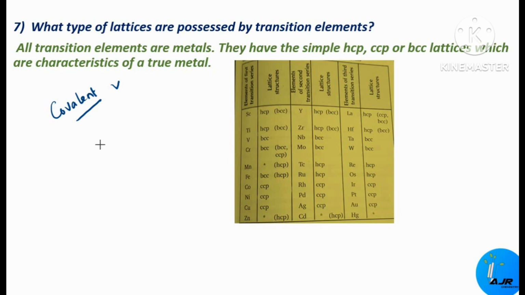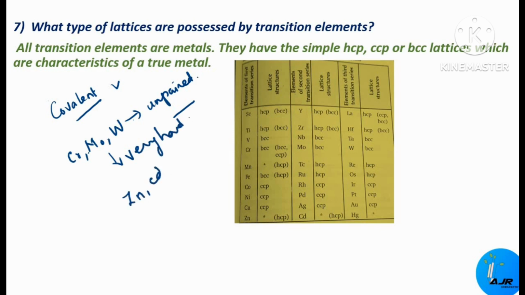The higher the number of unpaired electrons present in the transition metal atom, the more covalent bonds it forms. Can you understand? If more unpaired electrons are there, then the covalent bonding will be more and stronger, and greater will be the strength and hardness of the metal. See here: chromium, molybdenum, and tungsten have the maximum number of unpaired electrons. Therefore, these metals are said to be very hard. Whereas zinc, cadmium, and mercury are not very hard because they do not have unpaired d electrons.